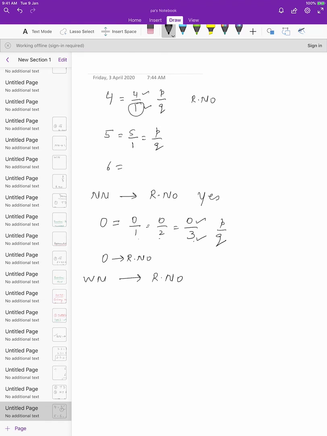Now, let us check out for integers. Take any negative number, say minus 3. That can also be written as minus 3 upon 1, which is in the form of p by q, where both p and q are integers and the denominator is not equal to 0. So, I can say all integers are also rational numbers.